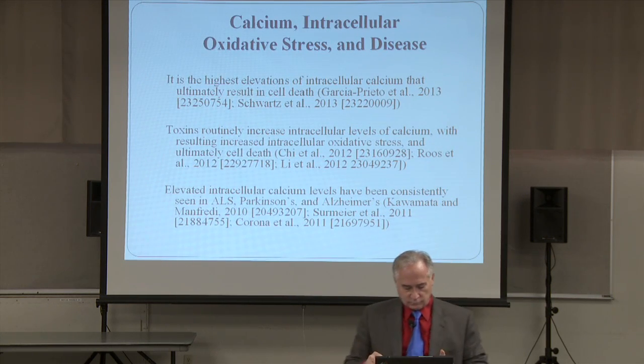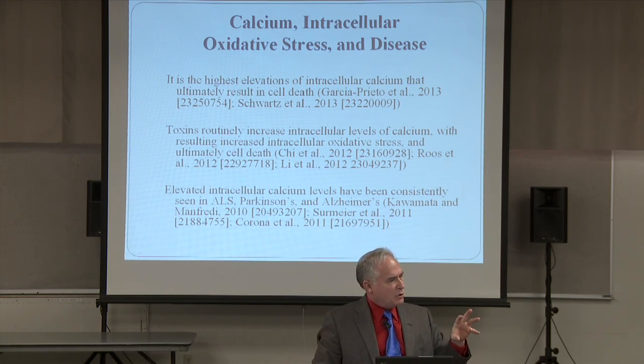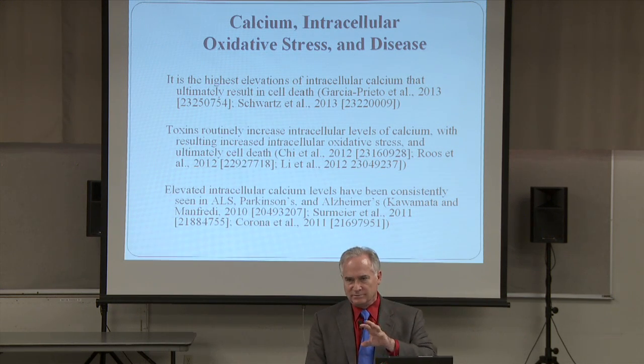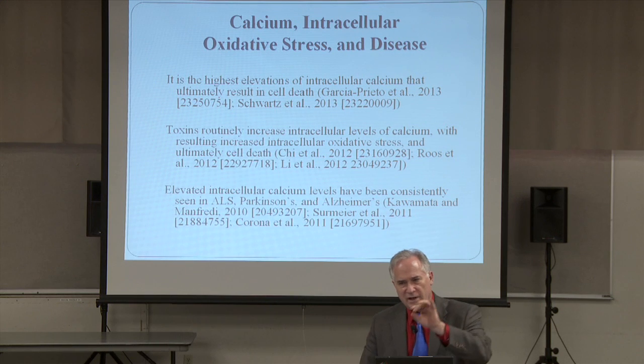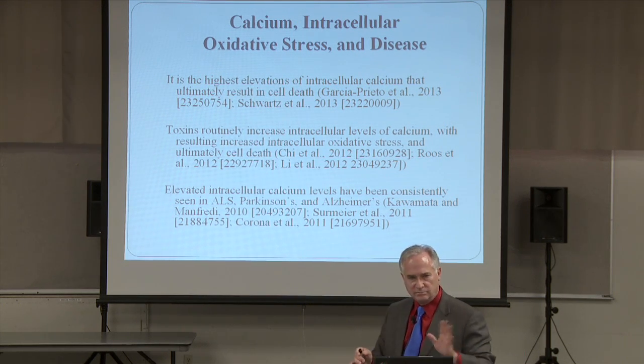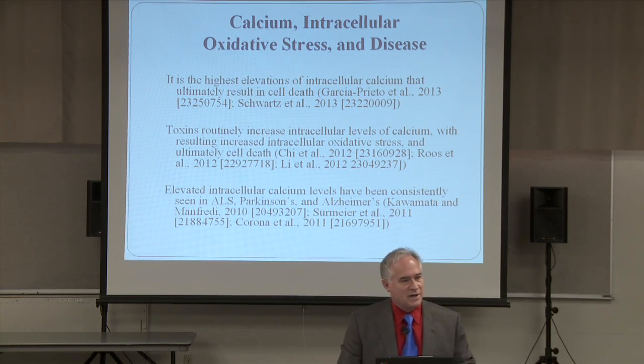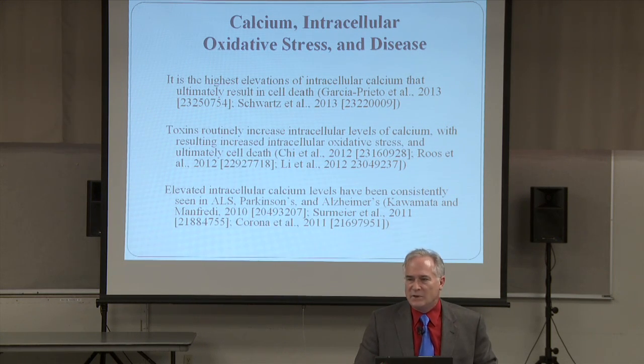Now, I already showed you the little 8 stages of increased intracellular oxidative stress. Now let me give you what I consider to be some of the more riveting tidbits I plucked out of the literature to tell you how calcium relates to some of the most important things that we're talking about. Number one, it in fact is the highest levels of intracellular calcium that ultimately result in cell death. Okay? Here's a super biggie. Toxins routinely increase intracellular levels of calcium with resulting increased intracellular oxidative stress and, if unchecked, cell death. So that's how a toxin kills. The toxin kills by flooding your cell with calcium. Very simple, very straightforward.